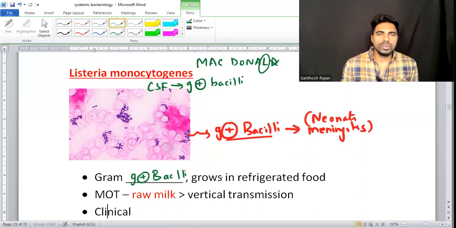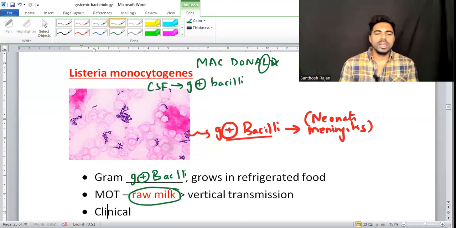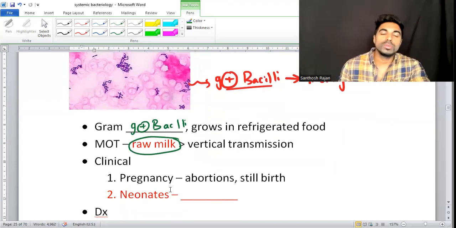It grows in refrigerated food. The most common source is usually raw milk. In adults, it comes from raw milk intake. Then vertical transmission is also possible. Okay, but mostly raw milk.